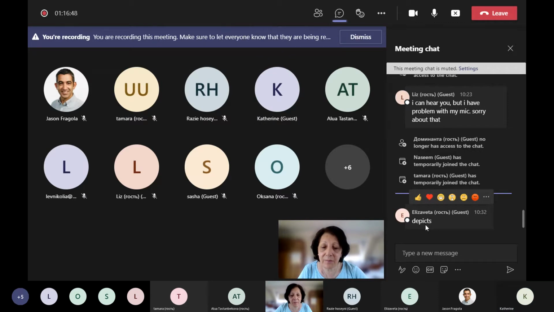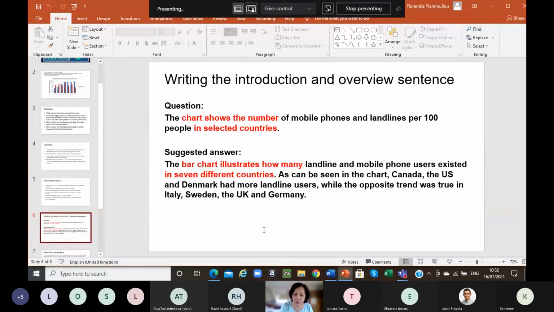Describes, another one. So remember, you're using something different to what is in the question. As I said, if you simply copy the question, you will lose marks, and you will lose marks in the vocabulary and in the organisation. So the bar chart illustrates, I've got here, they've put the number of, I've put how many, landline and mobile phone users.